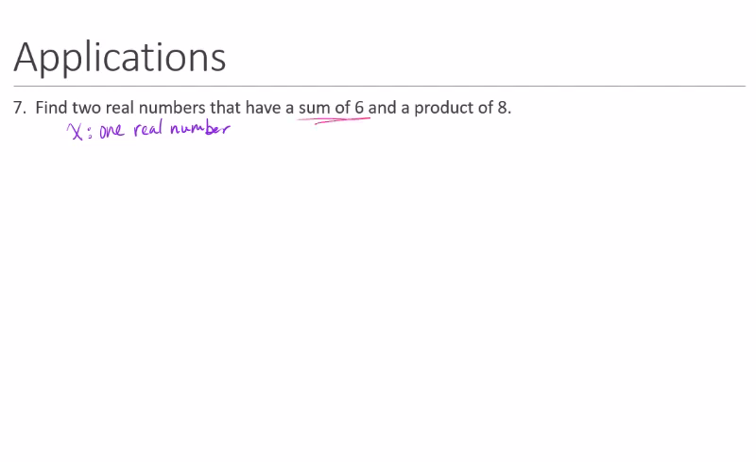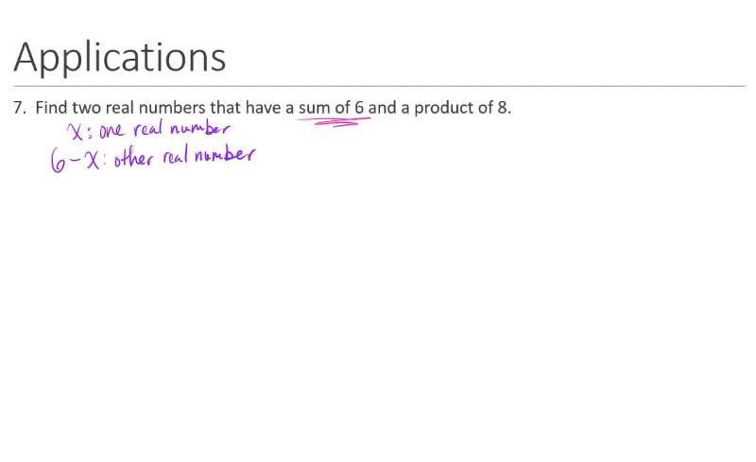We have a sum of 6, so that means the two numbers add up to 6. If one of those numbers is x, what would the other number be in terms of x? If one was 2, the other would be 4. If one was 3, the other would be 3. If one was 1, the other would be 5. So in other words, we're just subtracting 6 minus x to get the other number. And so we have our two numbers defined in terms of x.